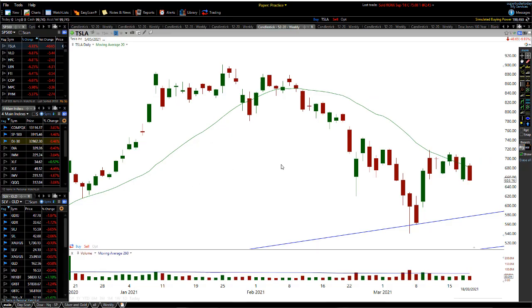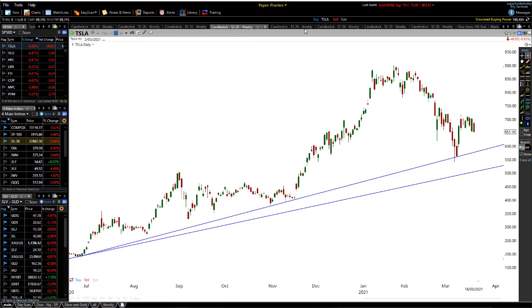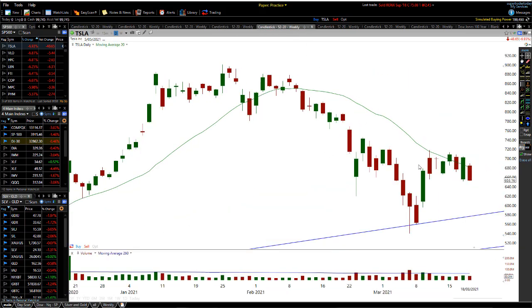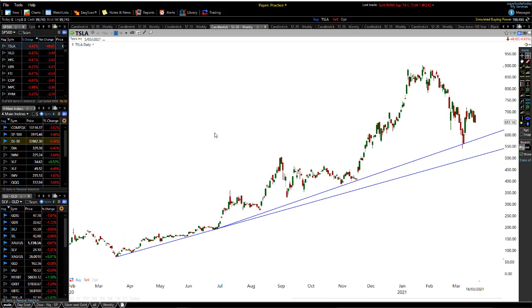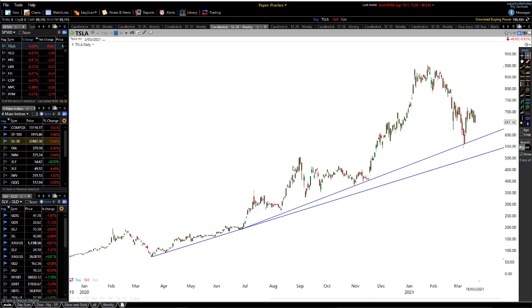Alrighty traders, so let's get straight into it. Now looking at Tesla, the first thing I want to do is bring this back to a very big long-term picture. If we look at the big weekly charts, we can see here. Actually, let's stay on the daily charts and squeeze this right up.